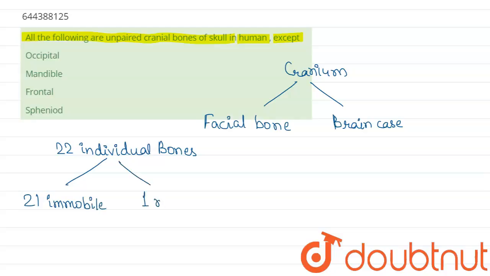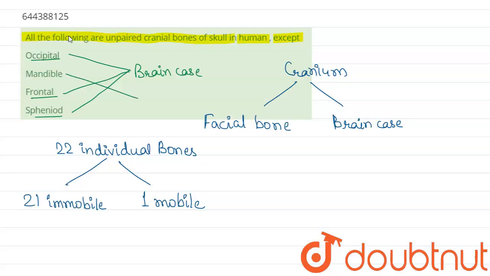and one is mobile. Now if we discuss all these options one by one, the occipital bone, the frontal bone and the sphenoid are parts of the brain case. That is, these three belong to the brain case, whereas the mandible is the only bone in these options that belongs to the facial bones. We'll see all these one by one, first starting with the occipital bone.